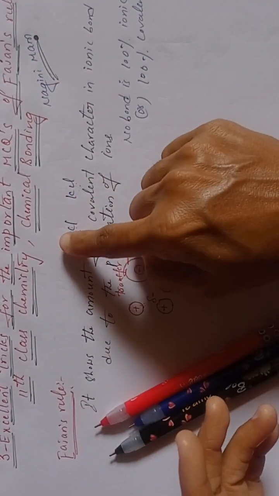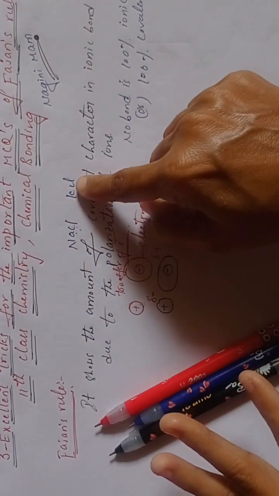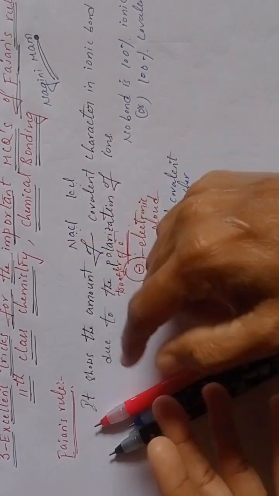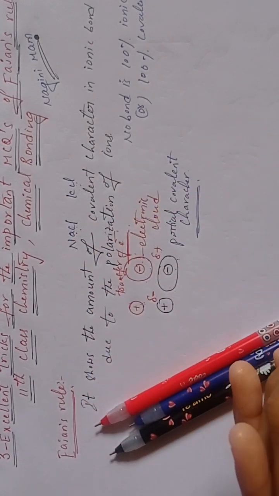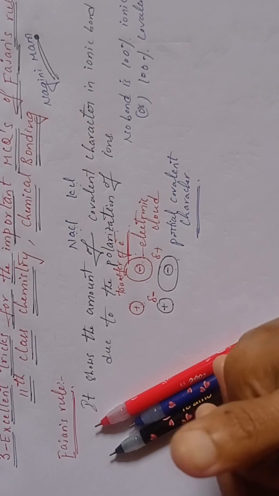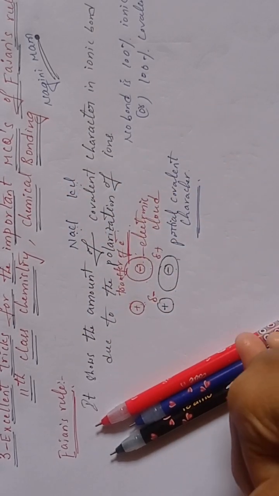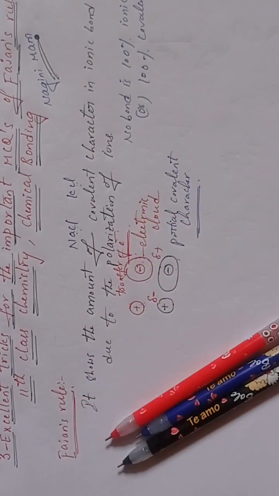Now we'll start with one example, NaCl, KCl. Both are ionic compounds, we know that, but these compounds are exhibiting covalent character also. So how are these ionic compounds exhibiting covalent character? That is explained by the Fajan's rule, students.